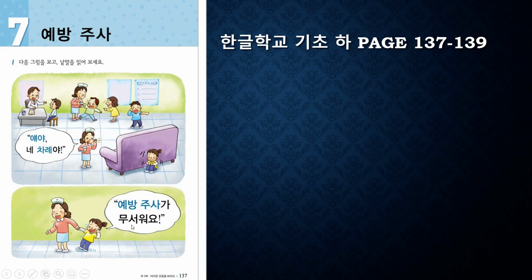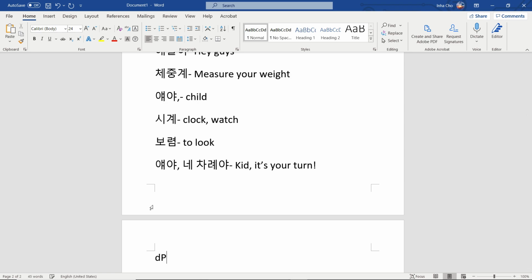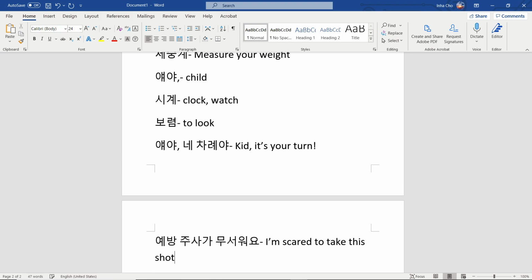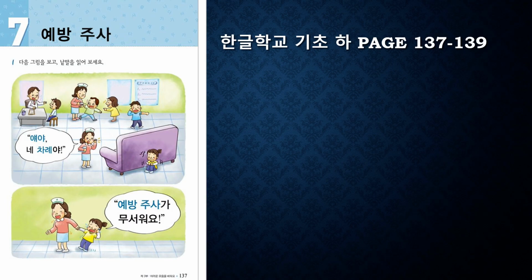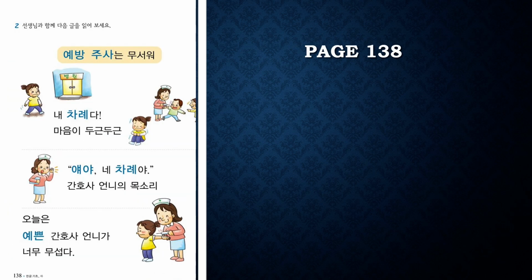주사가 무서워요. 예방 주사가 무서워요. So 예방 주사 means a shot. 무서워요 means to be scared. So 예방 주사가 무서워요 means I'm scared to take the shot. Alrighty. So now that we read both sentences, we can move on. Page 138.